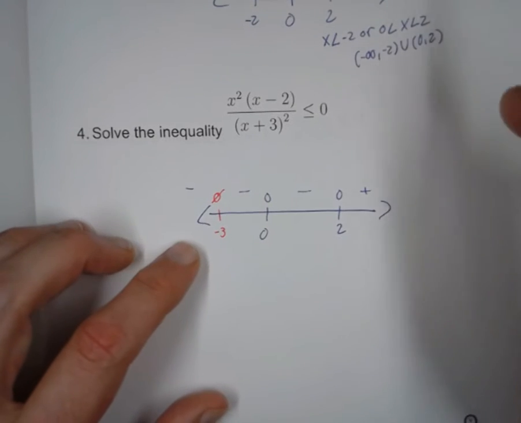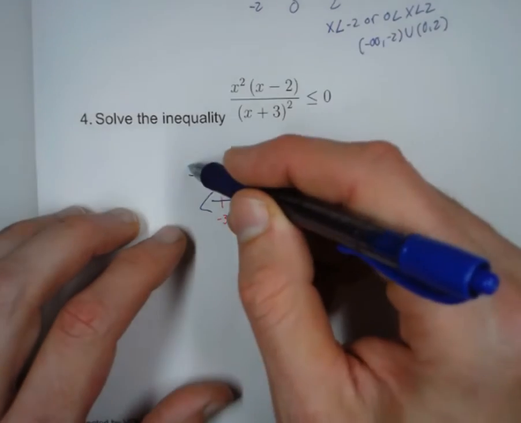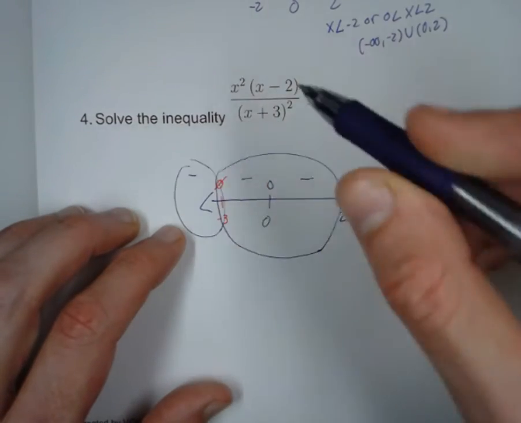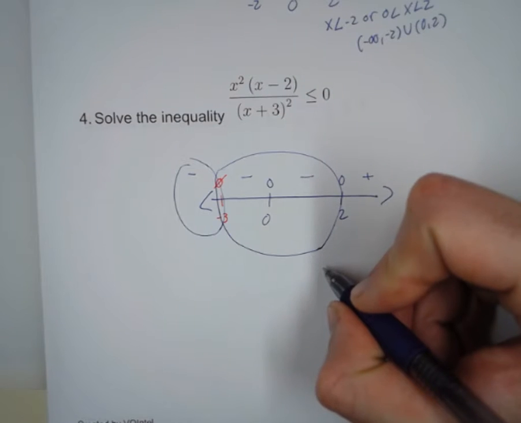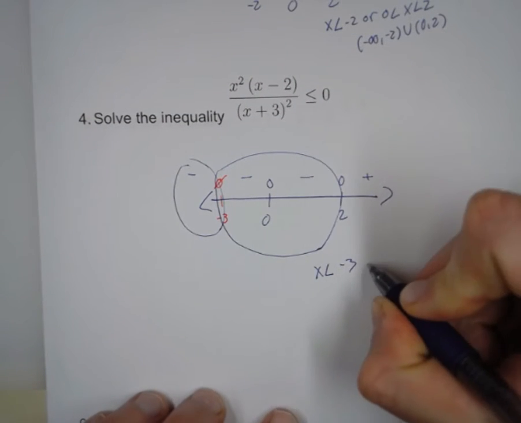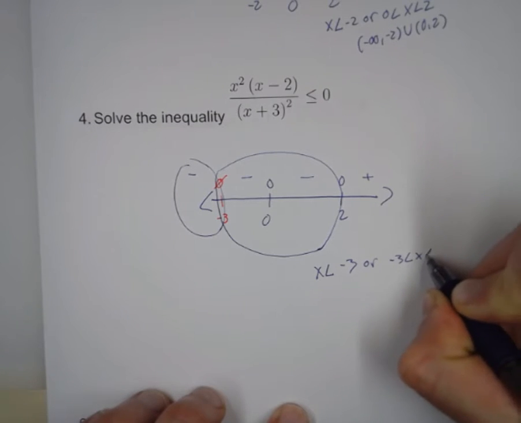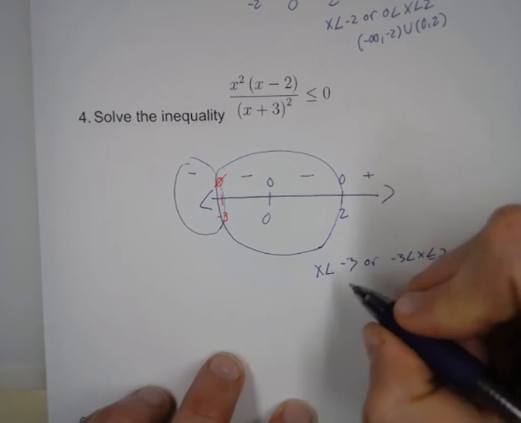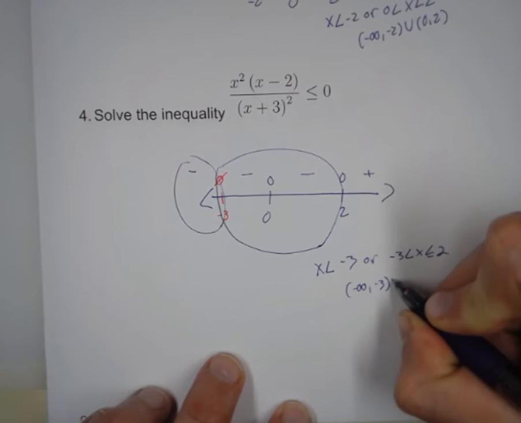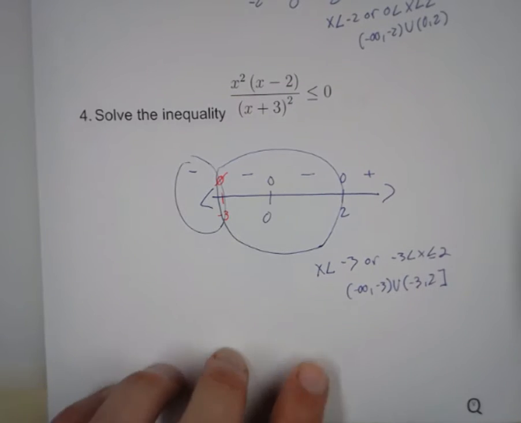So I want all the intervals where it's less than or equal to 0. So I have this interval, and then I have this interval. So I have x is less than negative 3, or negative 3 is less than x, less than or equal to 2. So I have negative infinity to negative 3, or negative 3 to 2 with a bracket.